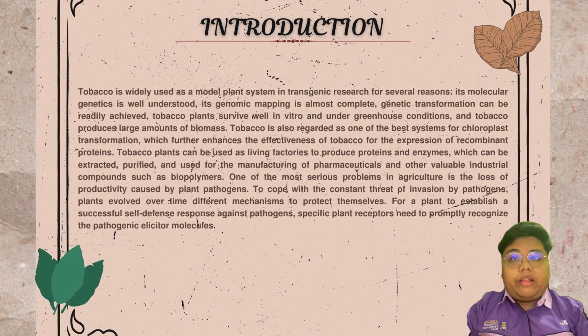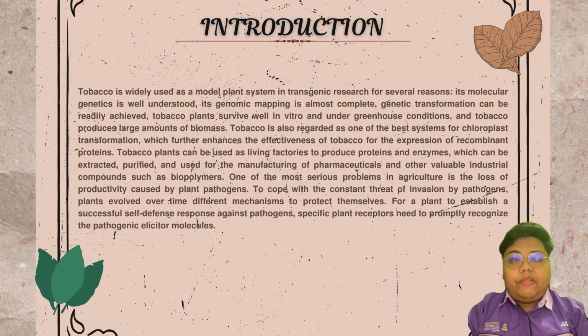Tobacco is widely used as a model plant system in transgenic research for several reasons. Its molecular genetics is well understood. Its genomic mapping is almost complete. Genetic transformation can be readily achieved. Tobacco plants survive well in vitro and under greenhouse conditions, and tobacco produces a large amount of biomass. Tobacco is also regarded as one of the best systems for chloroplast transformation, which further enhances the effectiveness of tobacco for the expression of recombinant proteins.